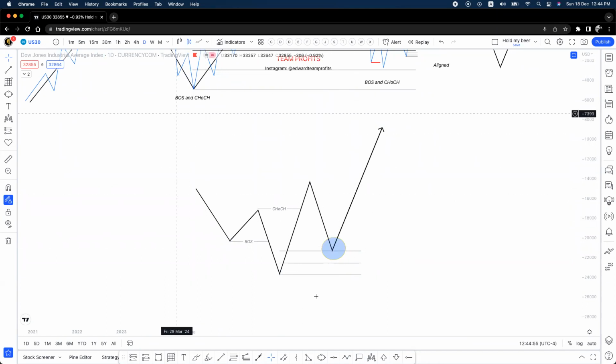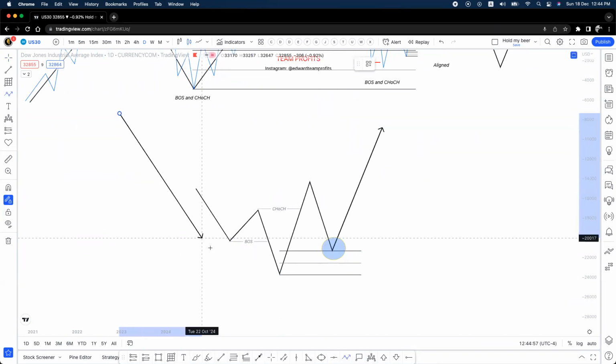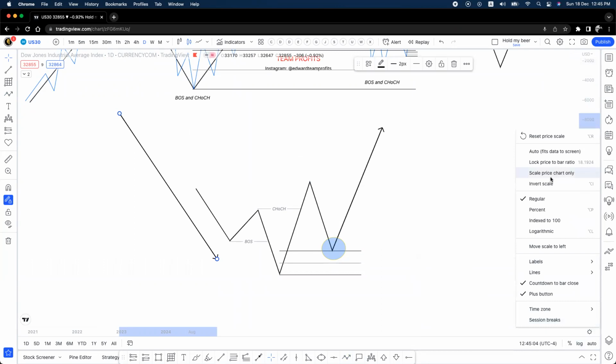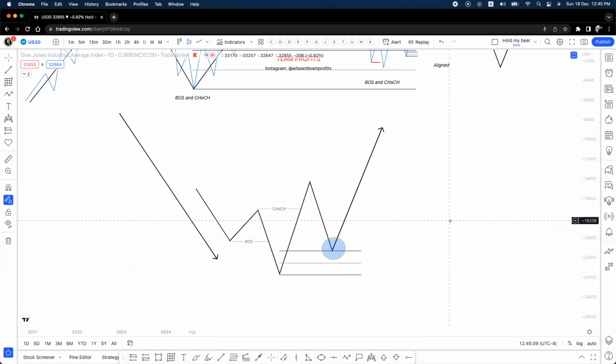This will apply to every direction. If the direction is to the downside right here, right? And you want to look for the buy, right? Same thing, it will happen. And how can I reverse this thing?